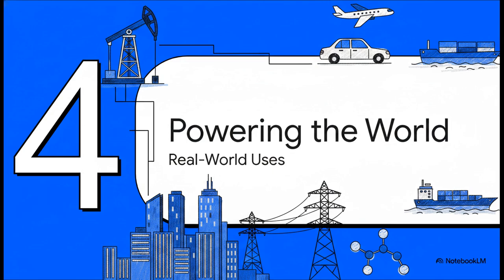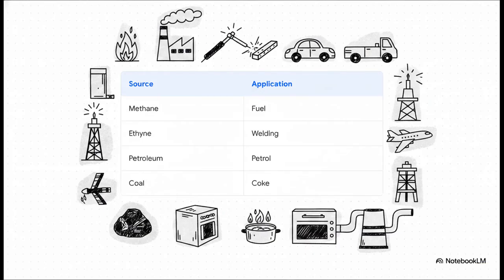All right, Section 4, powering the real world. Let's pull this out of the theoretical chemistry lab and connect it directly to your everyday life. Methane, often referred to as natural gas or marsh gas, is widely used as a primary fuel and in manufacturing hydrogen. Then there's ethine, which you might know as acetylene. This stuff burns so intensely that we use it for welding and cutting through solid metal.